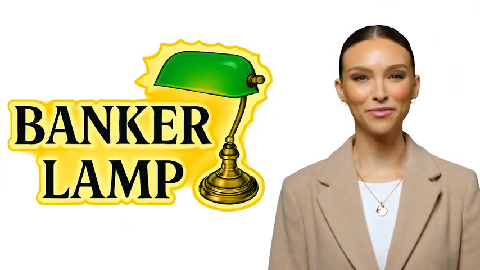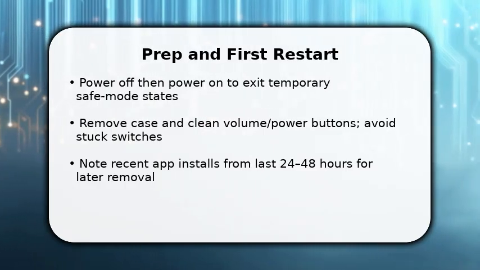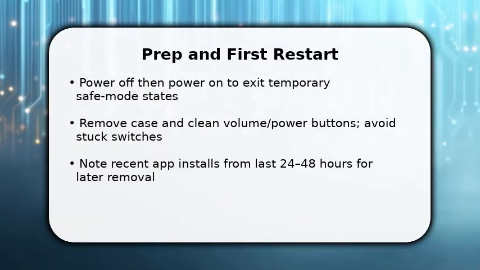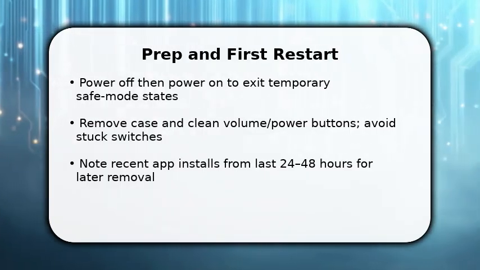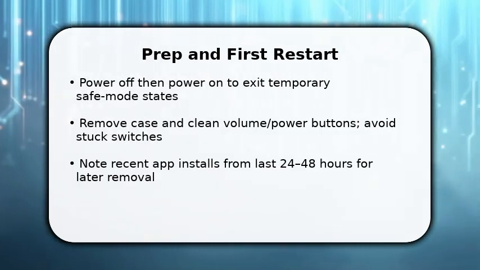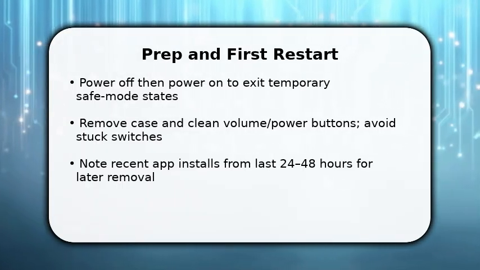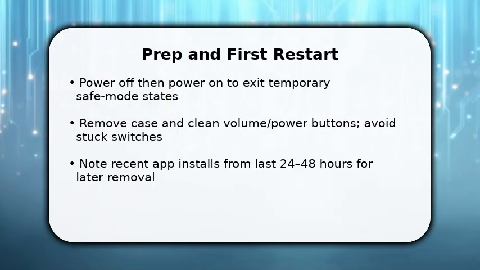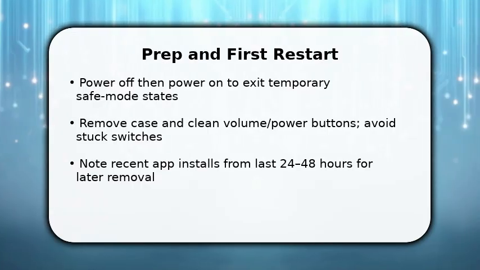Please enjoy the video. You start by rebooting immediately. This clears transient glitches that trigger safe mode. Once the device is off, remove any case and inspect the physical buttons, stuck volume or power keys, for safe mode. Make sure to note apps installed in the last day or two because they often cause boot conflicts. After a clean button check, power on normally. If safe mode persists, you'll move to targeted app and system checks in the next steps.